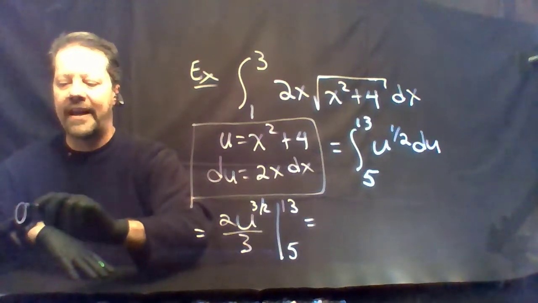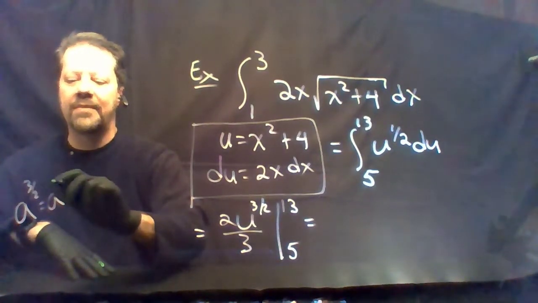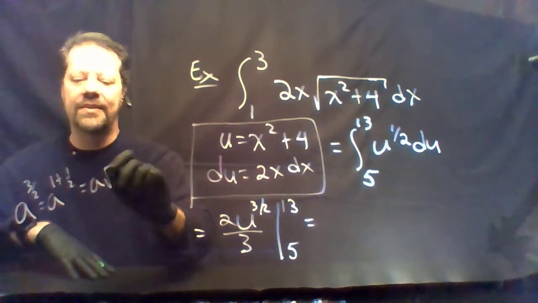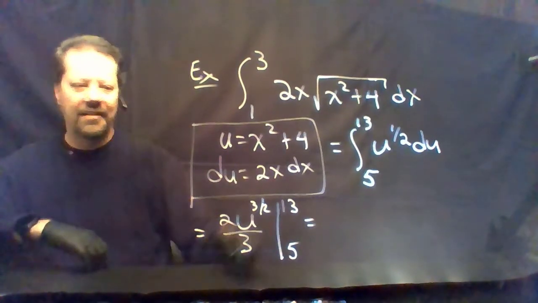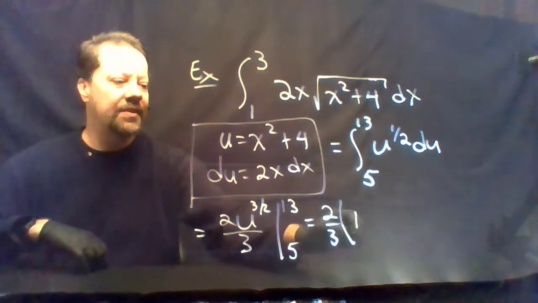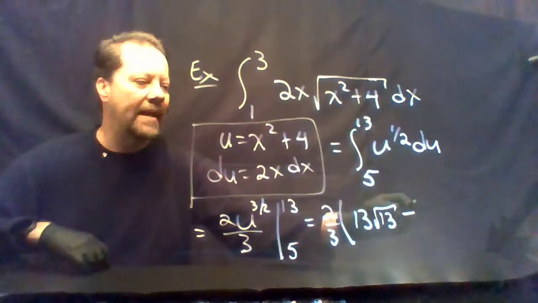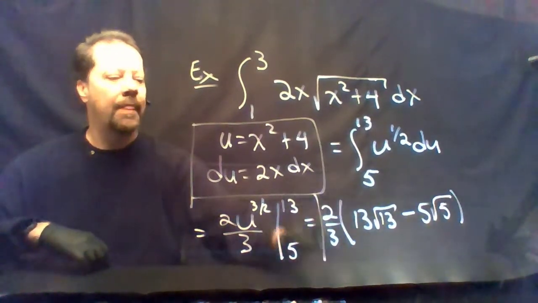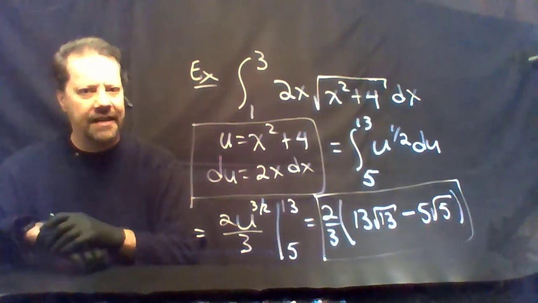Recall that if I have a number to the power of 3 halves, that's the same number to the power of 1 plus a half, which is that number times the square root of that number. It follows then that we have 2 thirds times 13 times the square root of 13 minus 5 times the square root of 5. No plus c's on definite integrals.